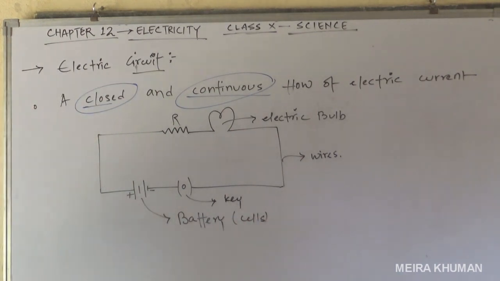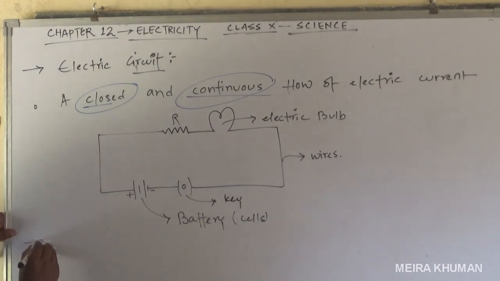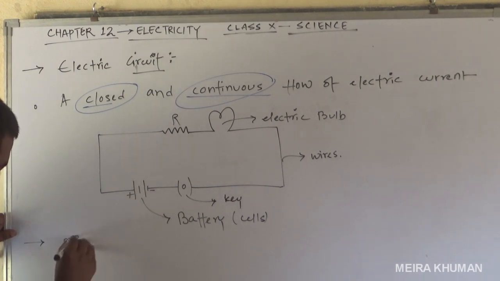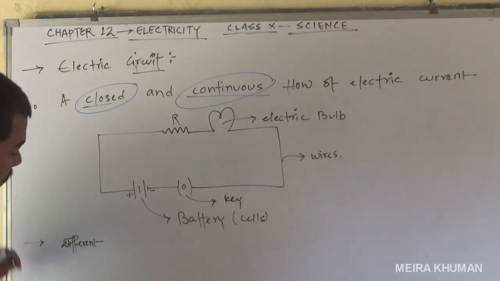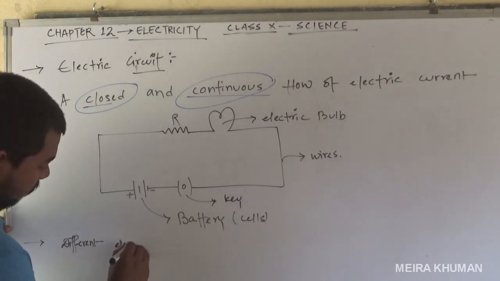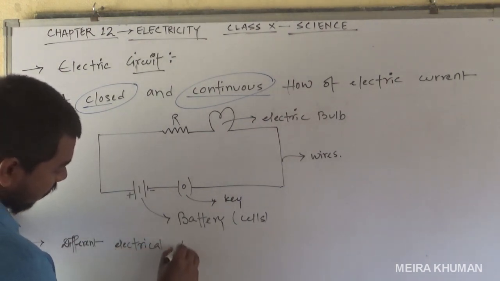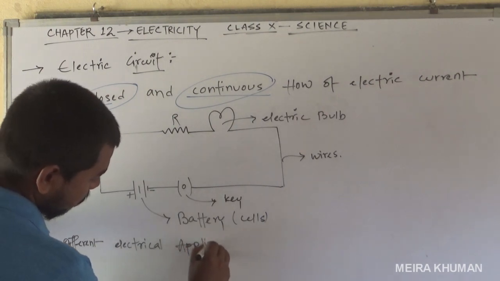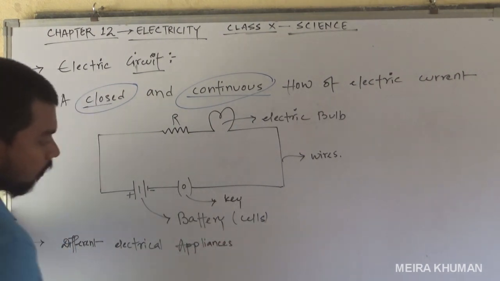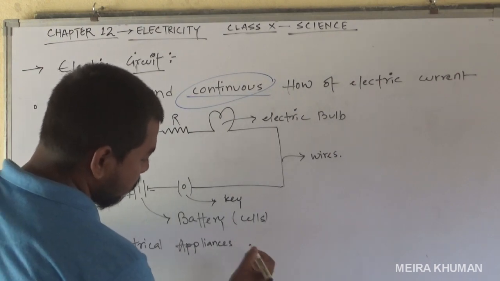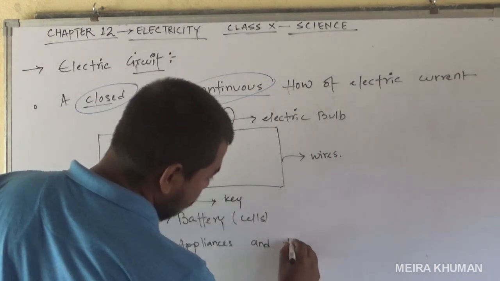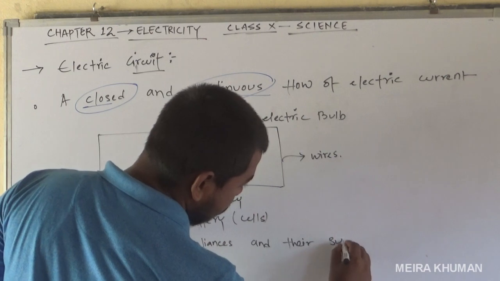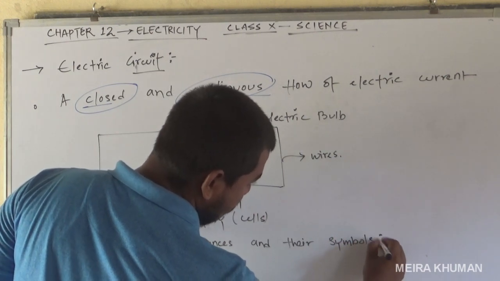Now all these electrical appliances we will try to understand first. So let us see the different electrical appliances or components that we will be using in our upcoming topics, and their symbols. So let us see.